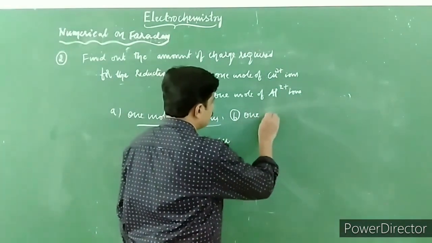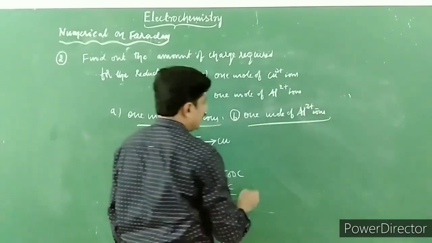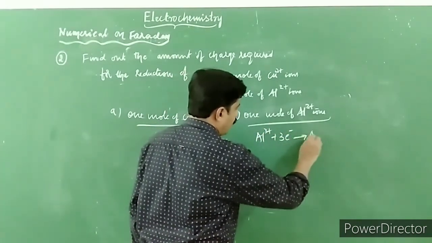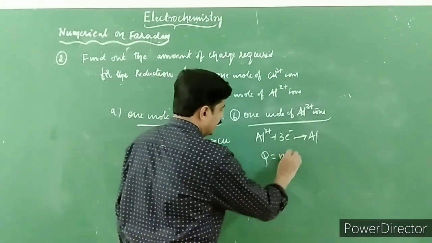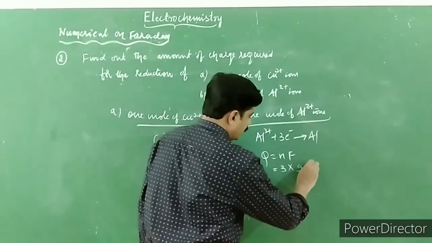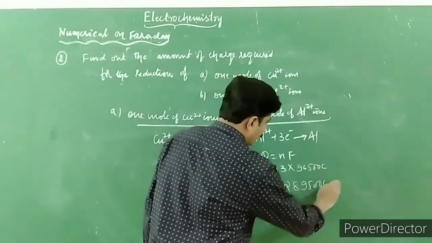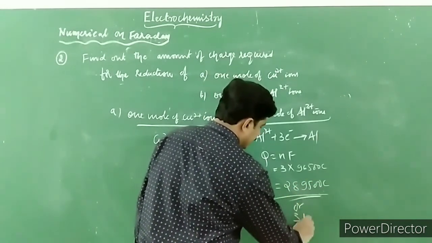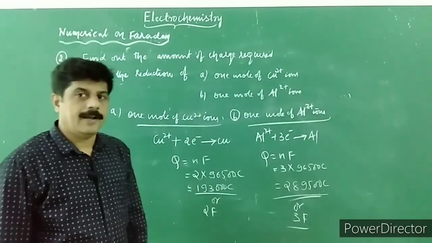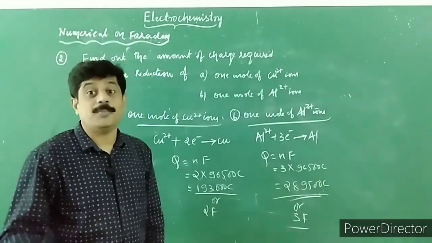Now let me go for the second one, 1 mole of aluminium ions. Children, look at here. For the reduction of 1 mole of aluminium ions, you require 3 moles of electrons. In that case, Q is equal to n into F. So the number of moles of electrons is equal to how much? Yeah, 3 into the Faraday value, you know that 96,500 coulombs. We are going to get 289,500 coulombs. Or you can say 3 Faraday of charge is required for the reduction of 1 mole of aluminium ions into aluminium. Hope you got it. So this kind of numerical can be asked for 1 mark in the competitive examination.